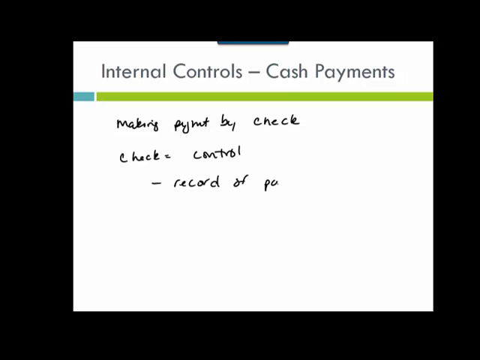Then there's cash payments. This is the money going out, right? So this is me making some sort of payment by check. And so the check itself is the control device. It serves a number of purposes. Number one, it is a record of payment. So if somebody says, oh, you didn't pay me, I can see that the check was cleared on this date. I can see what I wrote it for, and I can see when it was deposited into your account. So there's a record right there of any kind of payment.